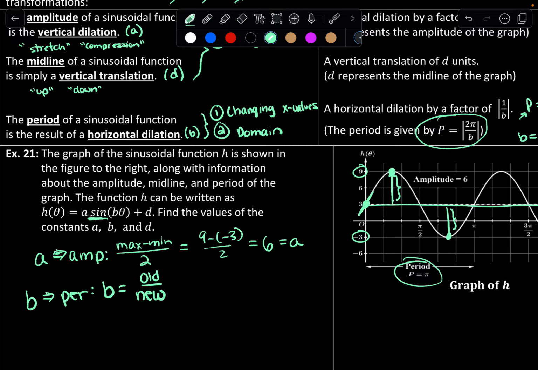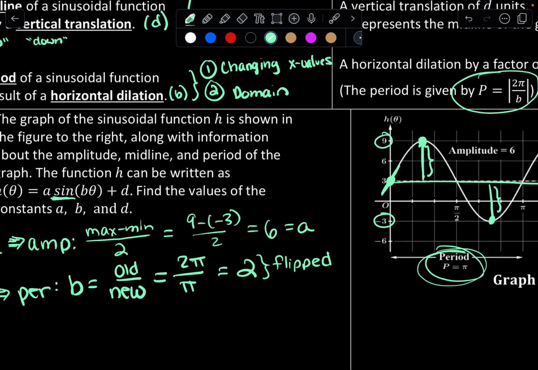You don't even have to show work for this if you can see that this period is half of the original. Therefore, your b value should be the reciprocal of that, which is 2. But if you need to do the ratio, old period is 2 pi, and then the new period is pi. Therefore, we end up with 2 as our b. So again, we use the reciprocal, it's flipped, because it's a horizontal dilation, just like we did in our parent functions in semester 1.